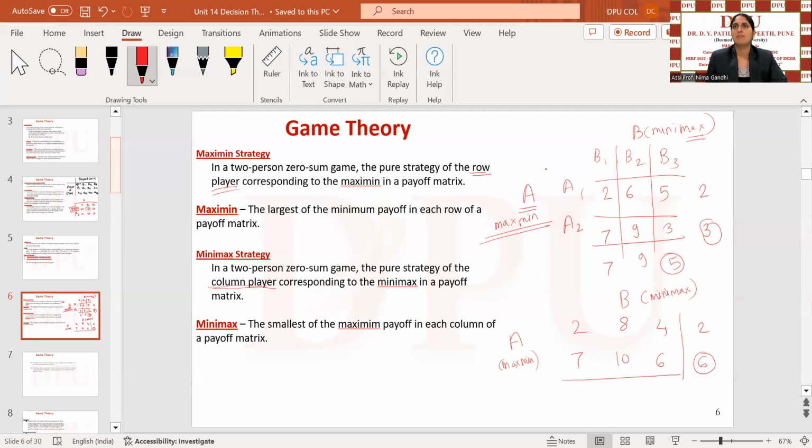So what is your minimax? First you are finding out the maximum. Maximum of this row is 7. Maximum is 10. Maximum is 6. Minimum of the maximum here, so your minimax is 6. Maximin is 6. So you can say for this particular game theory problem, you have maximin equal to minimax and the saddle point exists. So I think you are clear with how to find out the maximin and minimax. So maximin strategy we use for the row player and minimax strategy we use for the column player.